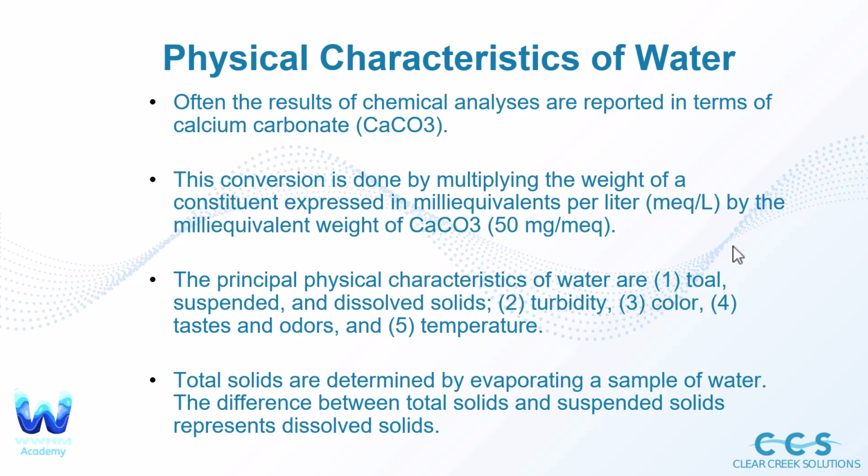The principal physical characteristics of water are: 1. Total suspended and dissolved solids, 2. Turbidity, 3. Color, 4. Tastes and odors, and 5. Temperature. Total solids are determined by evaporating a sample of water. The difference between the total solids and suspended solids represents the dissolved solids.